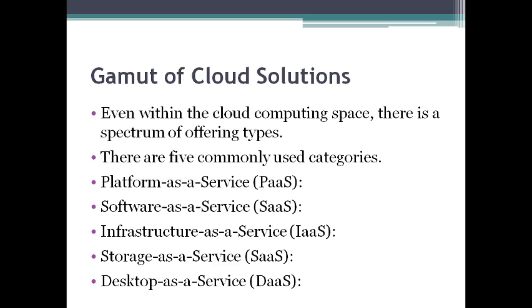Fourth one is SaaS again, but this time it is storage as a service. This is the provisioning of database-like services built on a utility computing basis. For example, maybe billed per gigabyte per month. And the fifth type is DaaS, desktop as a service. This is the provisioning of the desktop environment either within a browser or a terminal server. So these are the 5 commonly used categories.